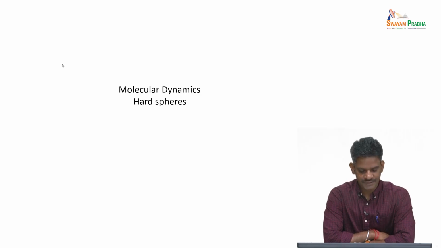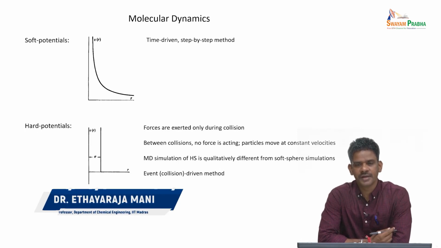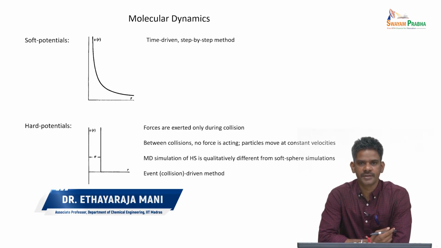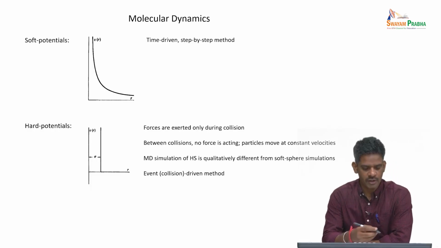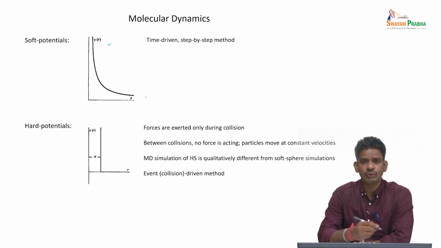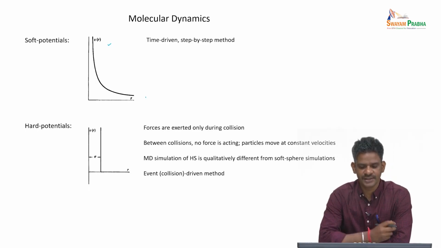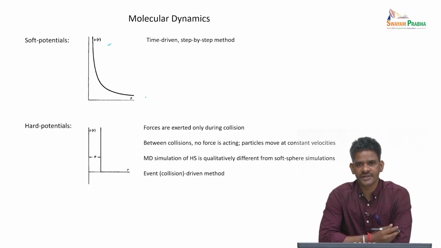In this lecture, we will discuss molecular dynamics of hard sphere systems. The molecular dynamics method or algorithm depends on whether we talk about a soft potential or a hard particle potential. For example, if you consider the Lennard-Jones potential or soft repulsive potentials like this, where the potential energy varies smoothly as a function of the interparticle distance, we call these soft potentials. And all the algorithms we have discussed so far about the finite difference method apply to these kinds of soft potentials.